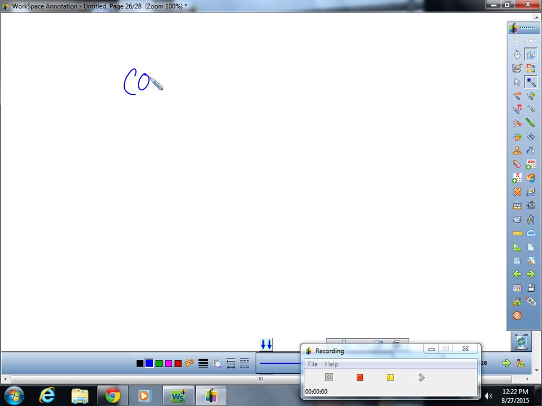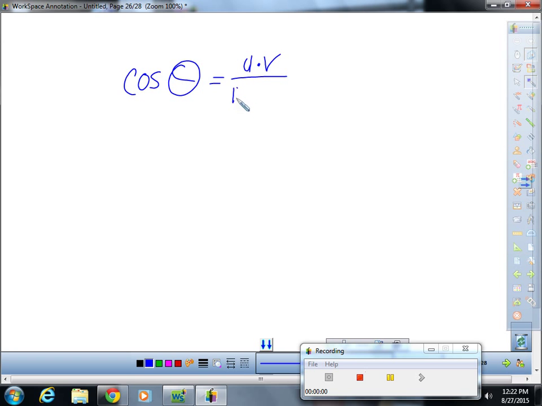The angle theta between any two vectors can be found by using the cosine of theta is equal to U dot V over magnitude of U times magnitude of V. And I'm going to save that proof for someone that wants to get some extra credit in this class and make a video out of it.